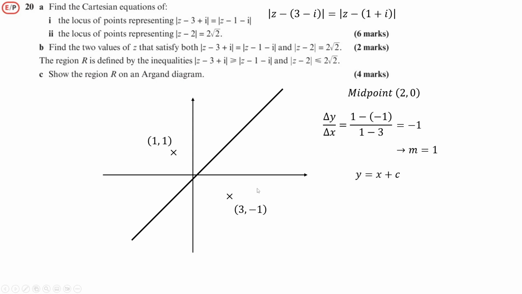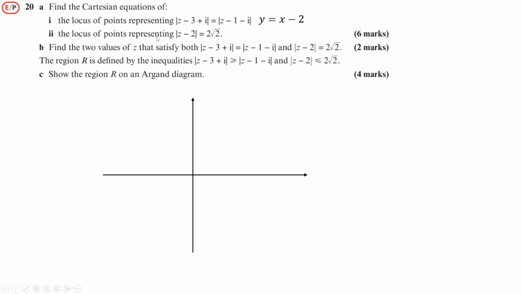And then if you plug in the midpoint there, which lies on that line, you'll get y equals x minus 2. Did we even need that? Oh yeah, it does. I didn't even read that. The question said find the Cartesian equations of it, so that's why I've done that. Anyways, locus of points representing |z - 2| = 2 root 2.